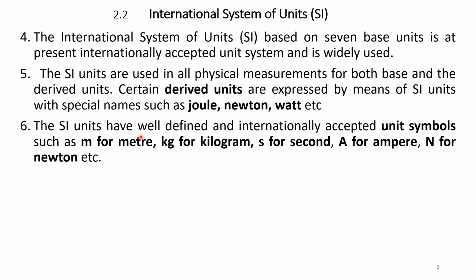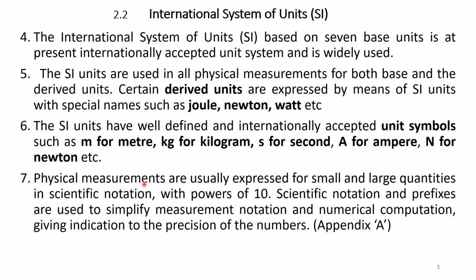The SI units have well-defined internationally accepted unit symbols such as small m for meter, kg, small k and small g for kilogram, and small letter s for second, and capital A for ampere, capital N for Newton. Please note small m for meter, small kg for kilogram, small s for second, capital A for ampere, and capital N for Newton, etc.